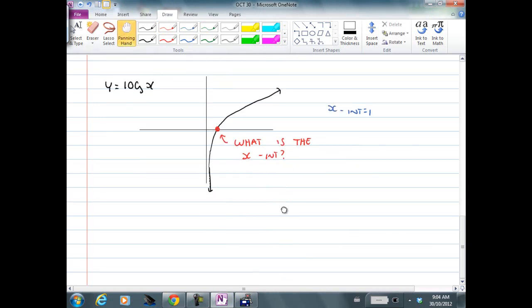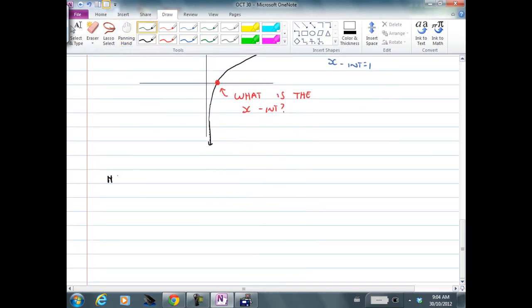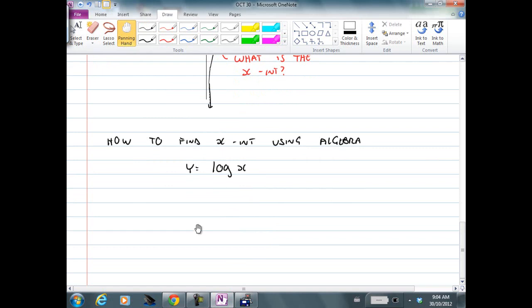I'm going to show you how to find this in math. How to find the x-intercept using algebra. I have y equals log x. If something is an x-intercept, Lavraj, you're up. What must the value of y be? 0. I want you to put 0 in for y right now. 0 equals log x.